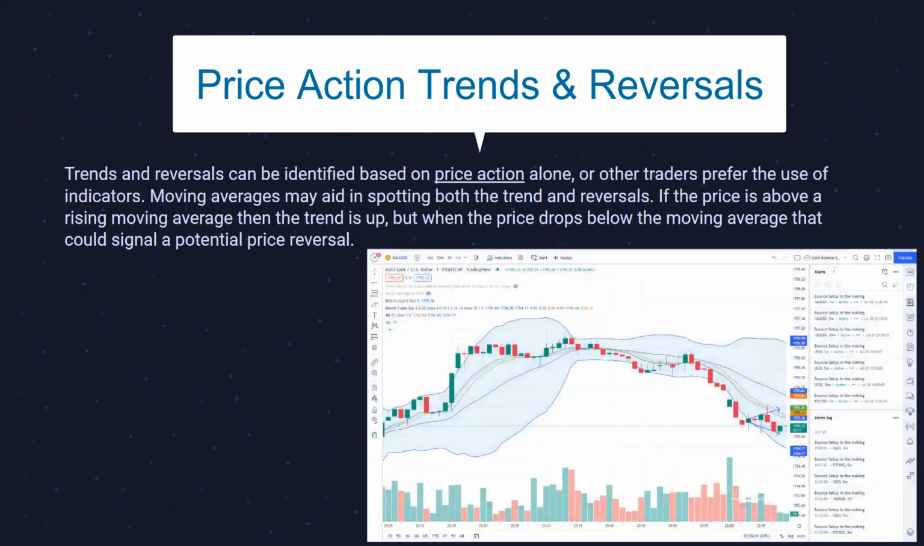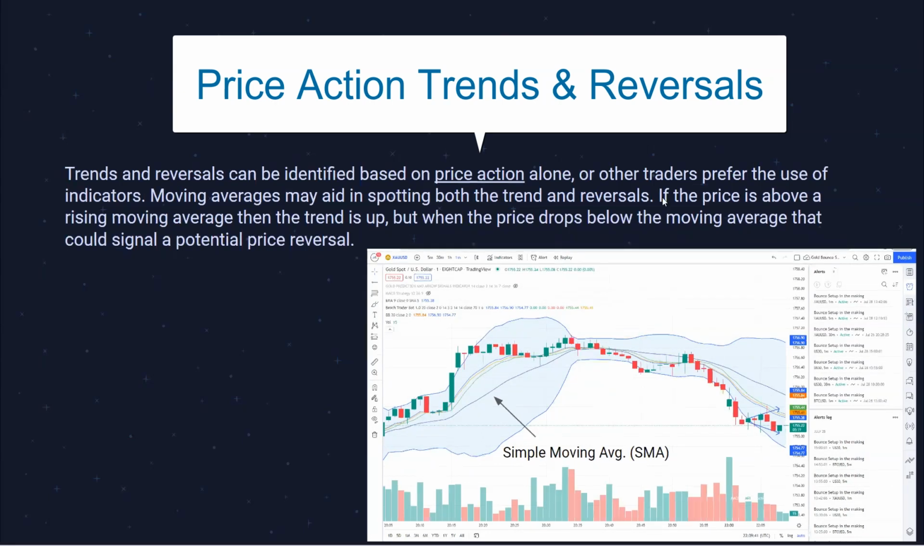And so let's look right here at what we're talking about. This was taken from basically the Beast Trader Bot 1.0. And what we see right here is the simple moving average, the SMA. The SMA is going to tell us if something's in an uptrend or a downtrend.